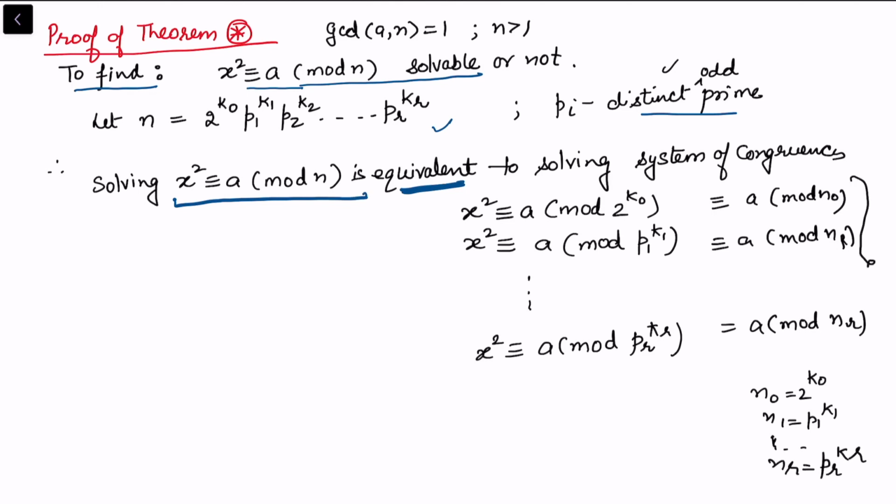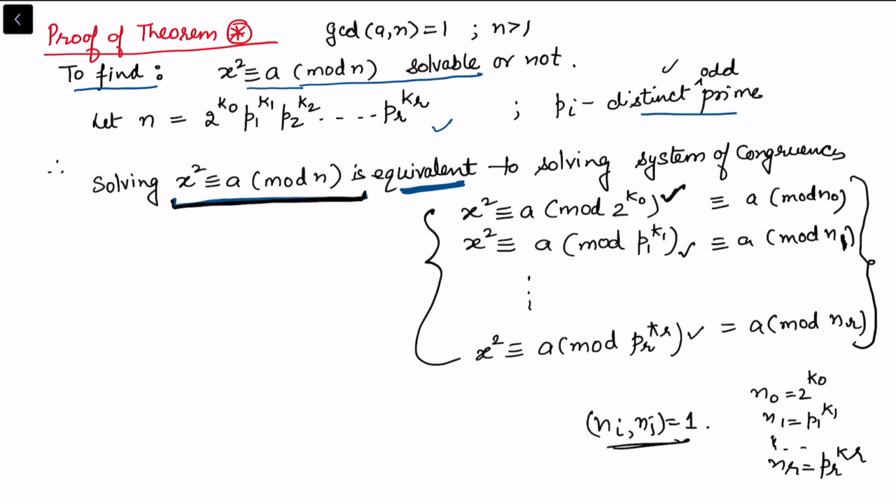Now this is the same as a system of congruences, and here I can again apply the Chinese remainder theorem concept because each ni and nj are relatively prime. So hence we can solve the main quadratic congruence. Now the question is whether each individual congruence is solvable or not. When I talk about individual congruences, this means 2 to the power k0, which is our theorem 2, and when it is an individual p1 to the power k1, this is what I can get from theorem 1. So by proving theorem 1 and theorem 2, I can get the result of theorem star. So now let's prove theorem 1 and theorem 2.